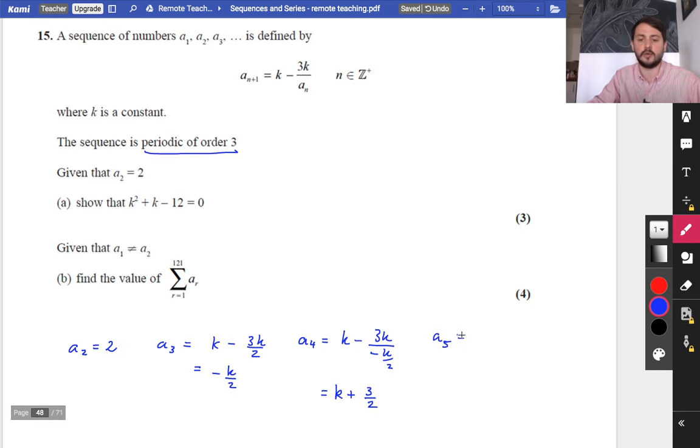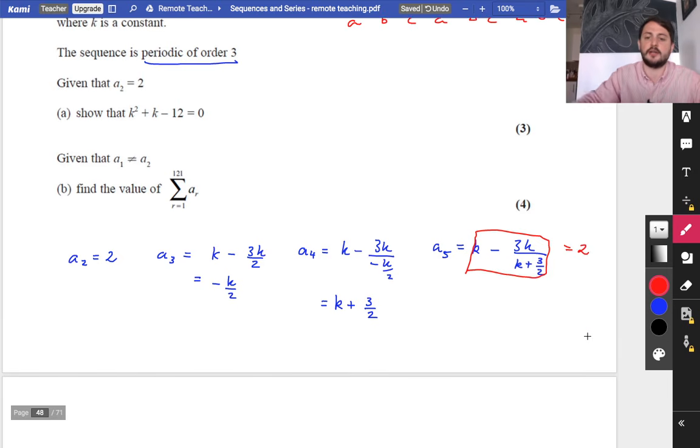And I'm going to work out what the next one is, because that's going to help me know that it's periodic, because it's going to go 1, 2, 3, and then it's going to repeat itself. So it will be k minus 3k over the previous one, which is k plus 3 over 2. Now, because it repeats and it's periodic, that means it's going to go A, B, C, A, B, C, A, B, C, repeating every 3 times because of order 3. So that means it's going to go 2, something, something, 2. So this thing here must be equal to 2.